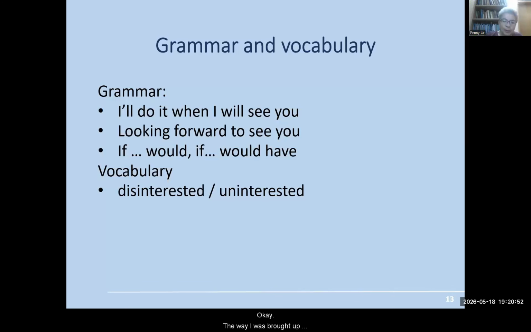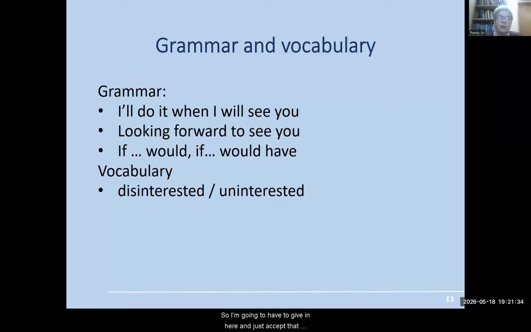Okay, the way I was brought up was to understand disinterested as unbiased. You made a disinterested decision, and uninterested means not interested. I checked it on the internet, and the AI definition at the top of the page was that disinterested meant unbiased and uninterested meant bored. I went to the Merriam-Webster Dictionary, and they said, yes, disinterested means unbiased and uninterested means not interested, but also disinterested can mean the same as uninterested.